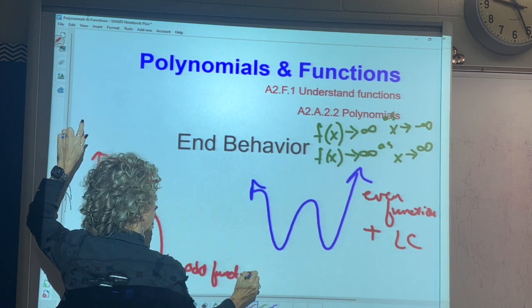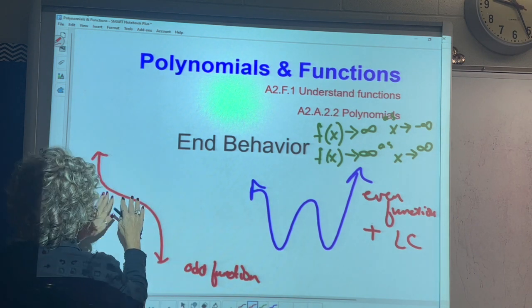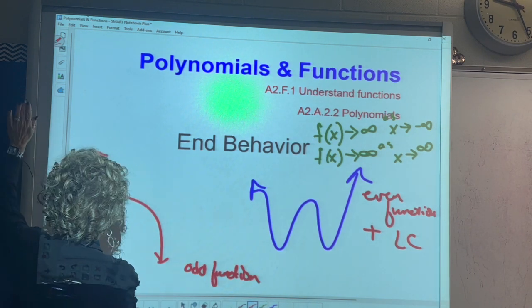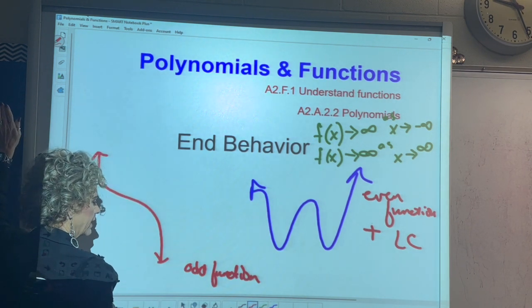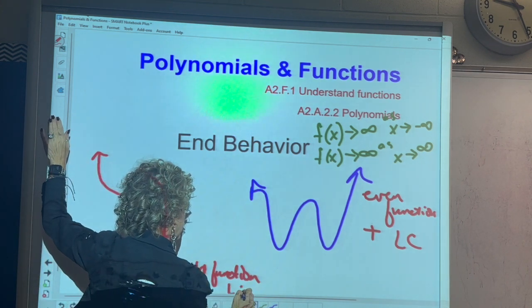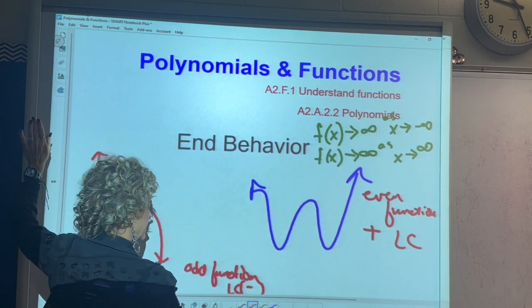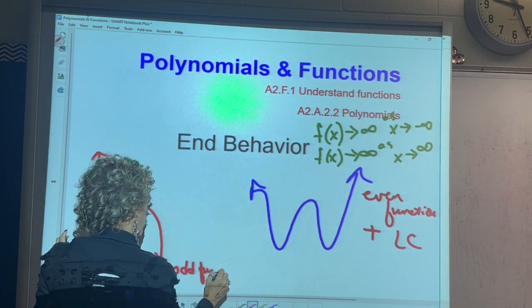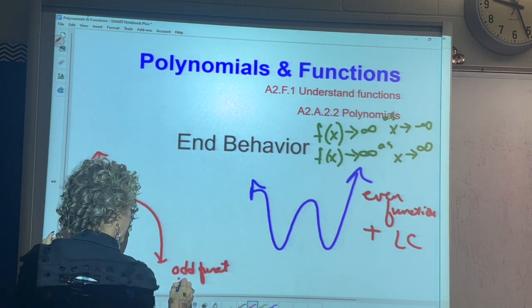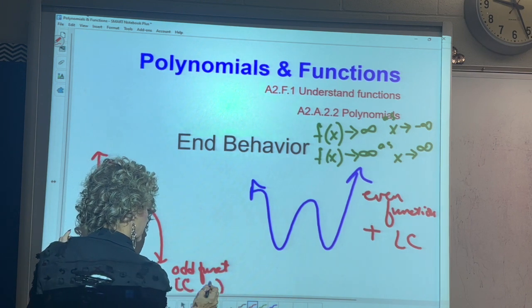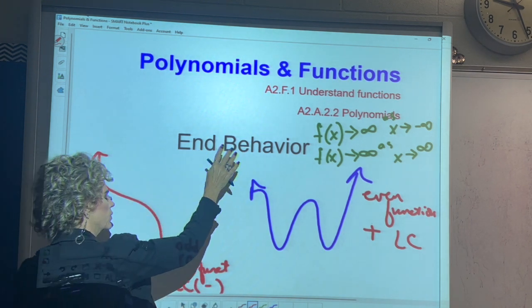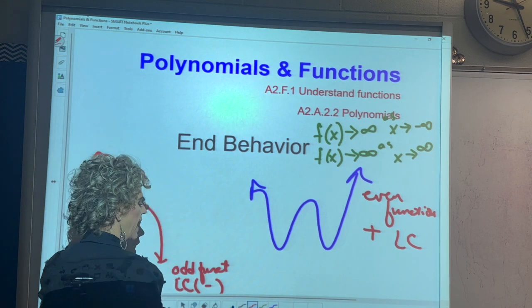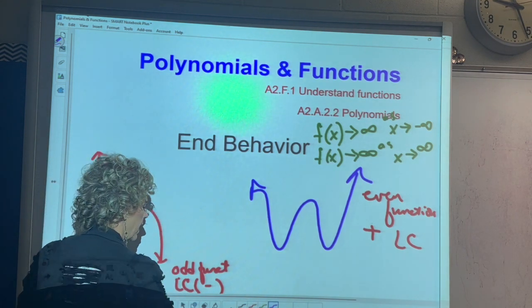Now, is my leading coefficient positive or negative? Well, on the left side, I'm going up. On the right side, I'm going down. So that means I have a leading coefficient that is negative. So this would be an odd function with a negative leading coefficient. But again, I just want to talk about the end behavior, just the end behavior.